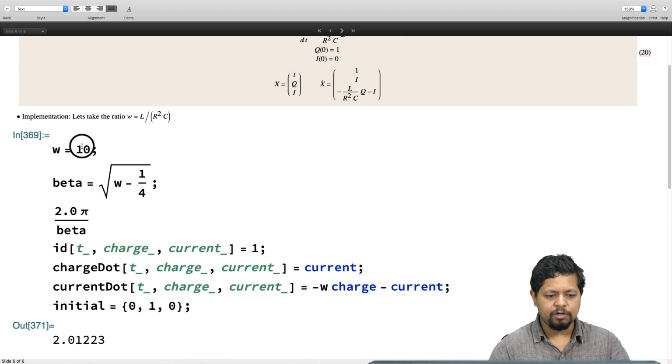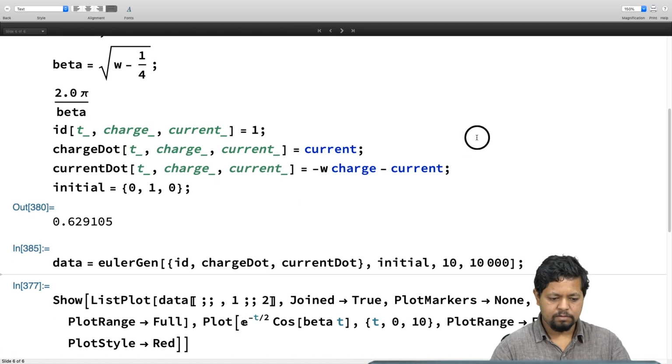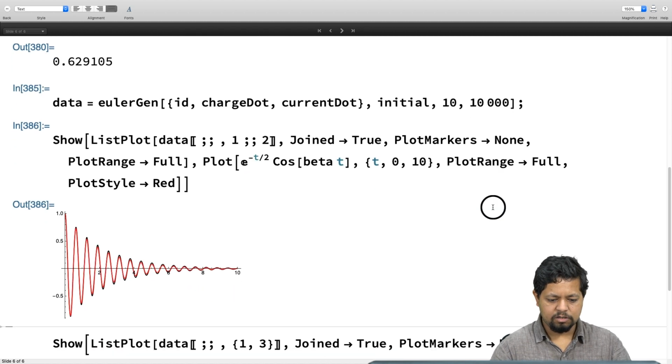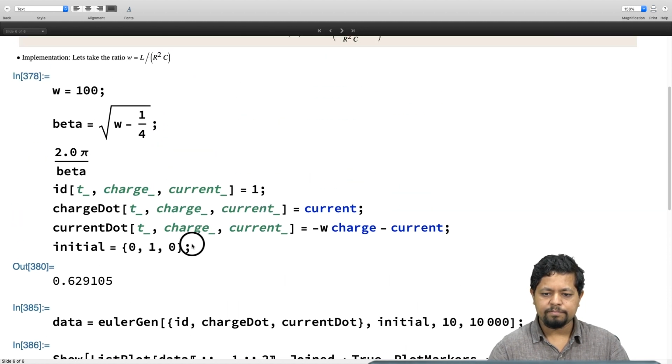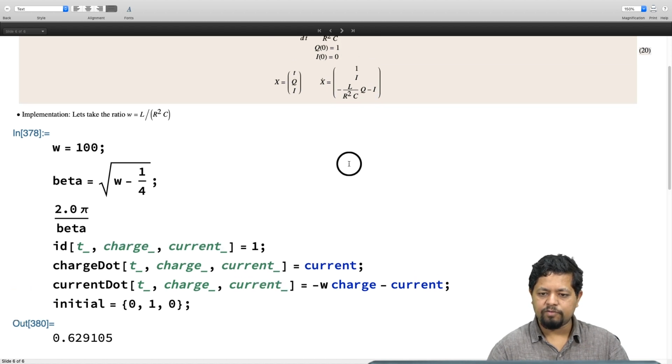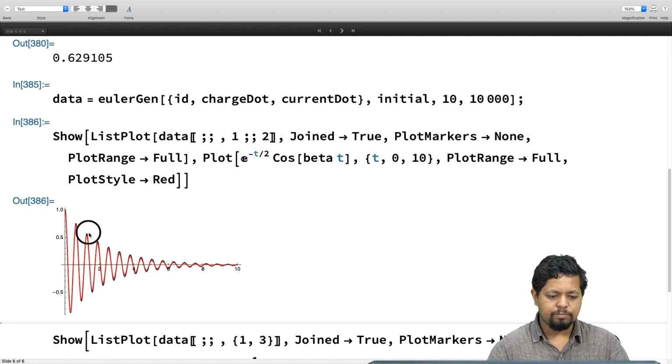And as I increase W, let's say make it 100, there we go. By the time the amplitude drops to 1/3, that is about here, we have covered about 3 or 4 oscillations. So that means we're getting more and more close to the regime where damping becomes less and less important, and we just see the oscillations and not much damping. And you see that at these turning points, the agreement is not very good, and that is because of the limitation of the Euler method.